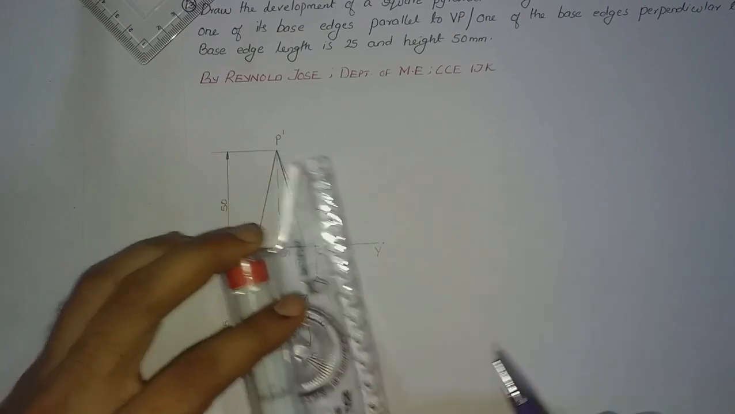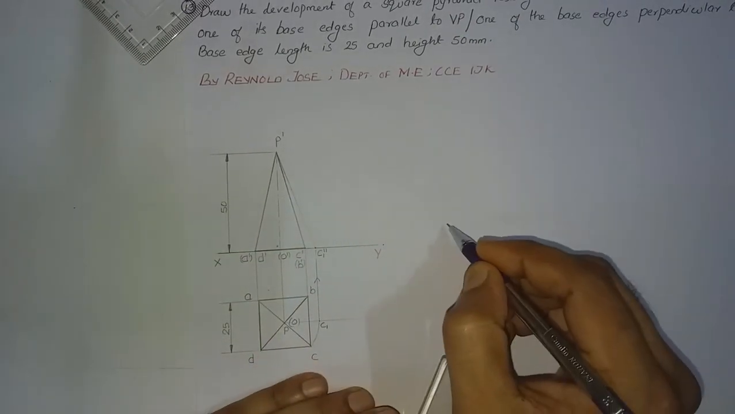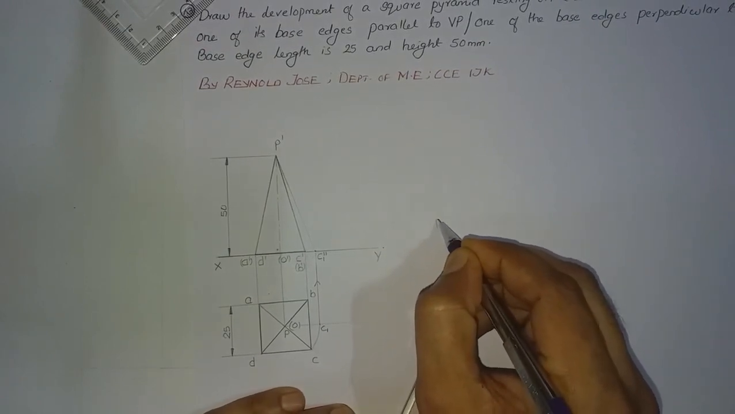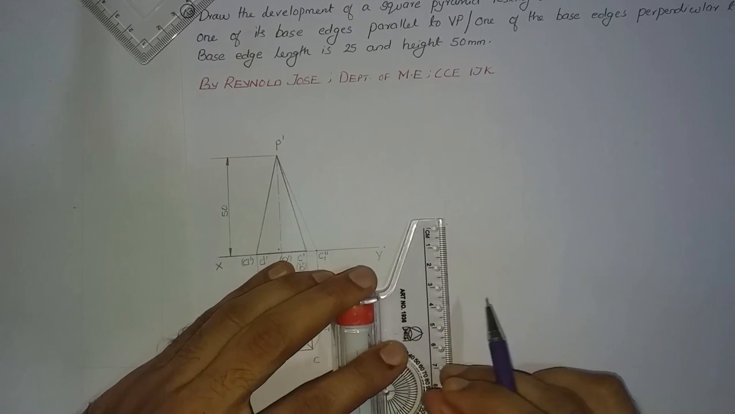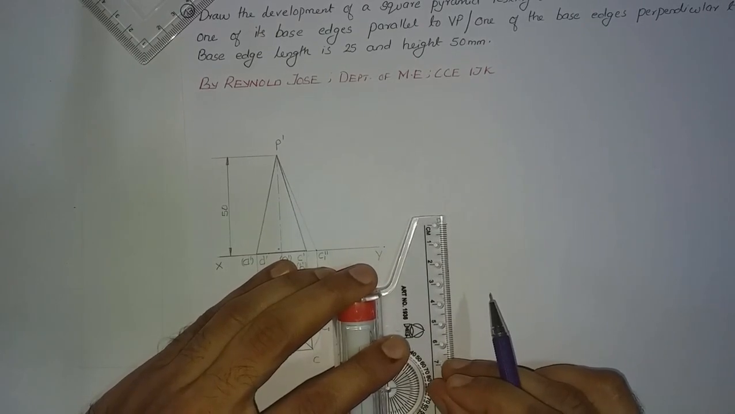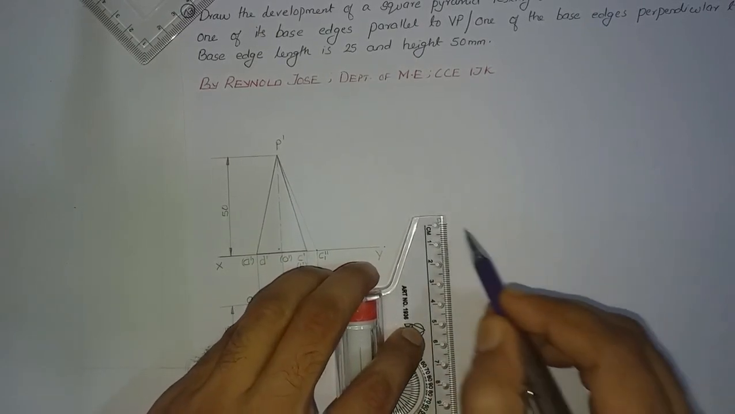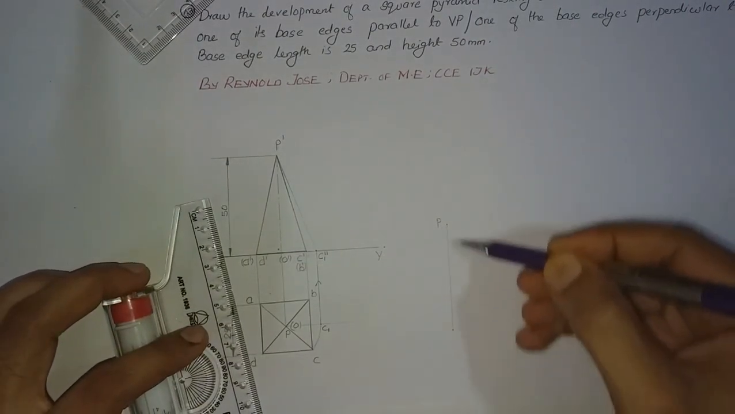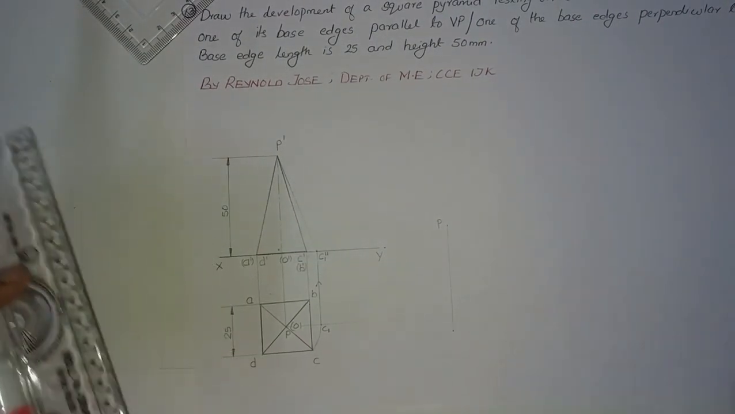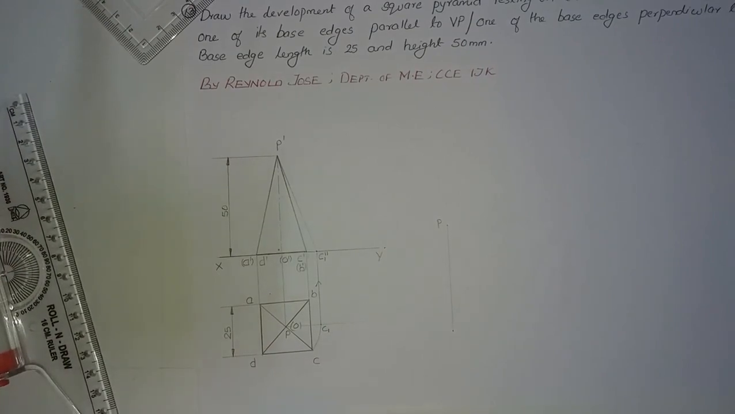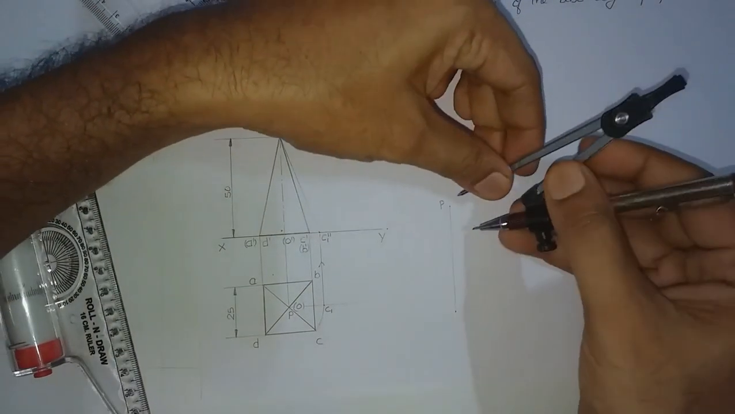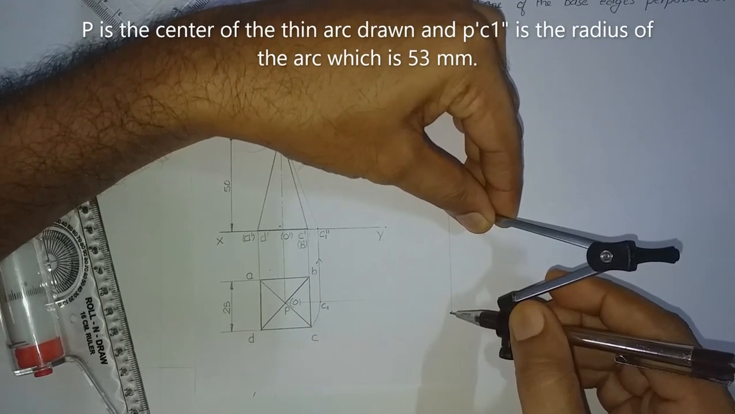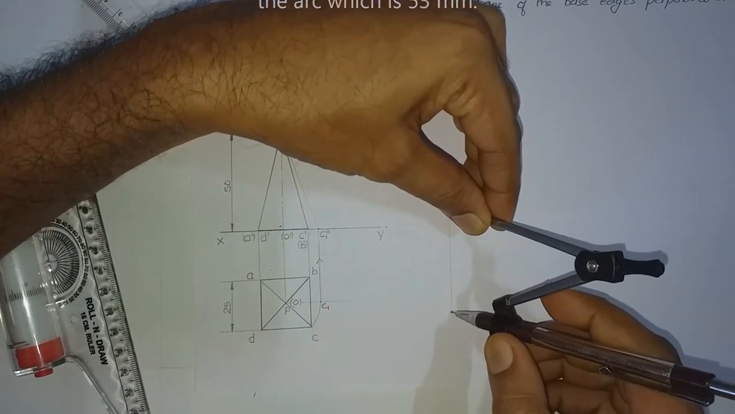I am drawing it as a straight line on the right hand side. I am marking a point P here. I am drawing a thin line of length 53 mm. So the length of this line is 53 mm. Now let us take our compass. By taking the radius as 53 mm, let us draw a thin arc.